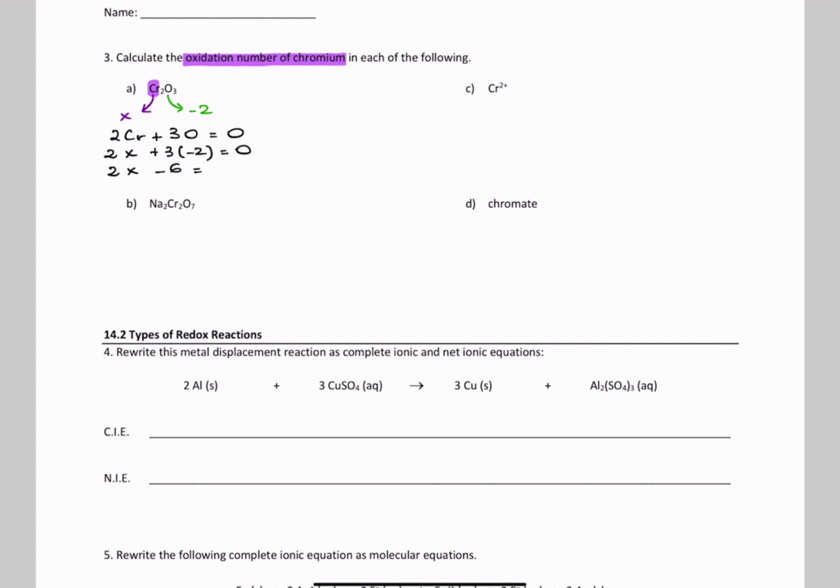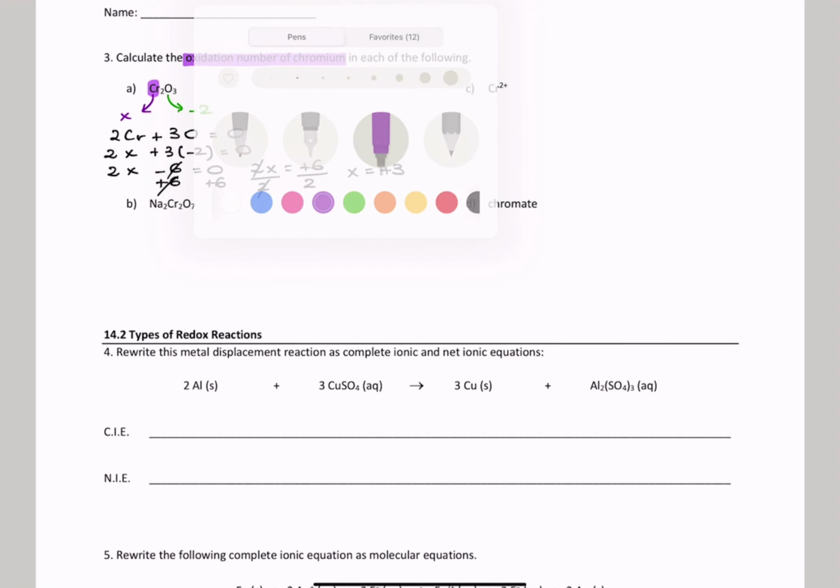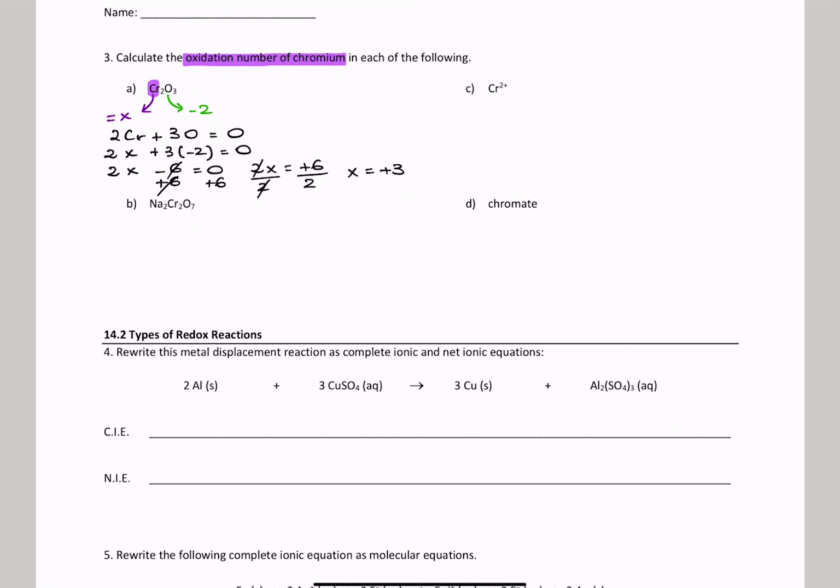2x minus 6 equals 0. I'm going to add 6 on each side. So I get that 2x equals +6. And now I'm going to divide by 2 on each side. And I get that x equals +3. Therefore, the oxidation number of chromium in Cr2O3 is +3.